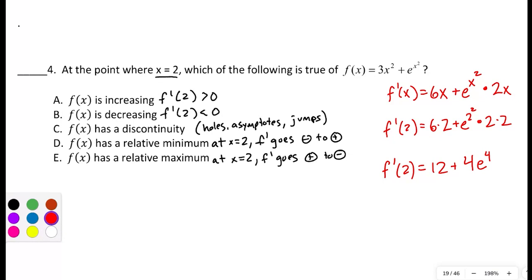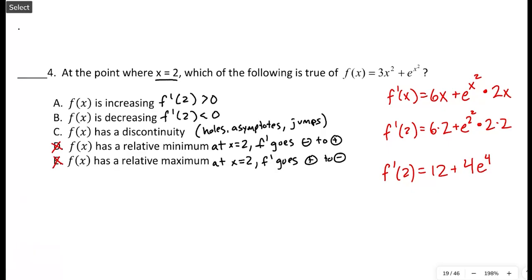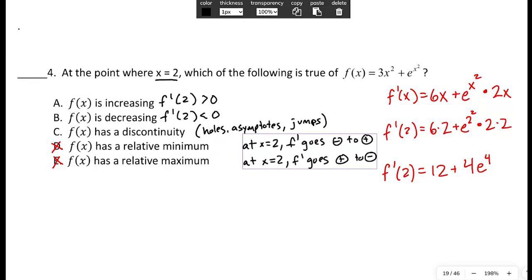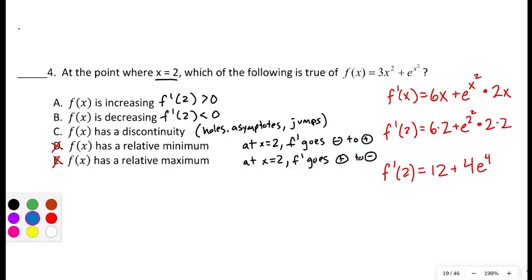It's not 0, so it can't be the relative maximum or minimum. I guess I should have mentioned that. That can only happen at a critical value. So maybe I'd add a little something here to say that f prime equals 0. F prime of 2 equals 0. So it doesn't equal 0, obviously. So, is that number positive or negative? Positive, yeah. 12 plus 4 times e to the 4th, that's definitely positive. So our answer is A.